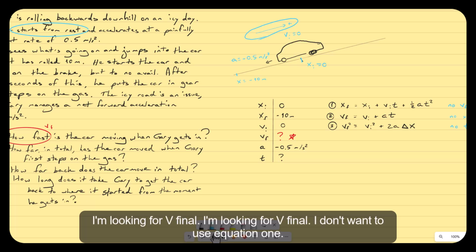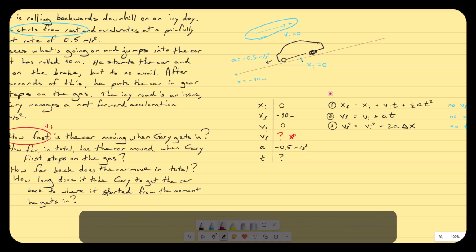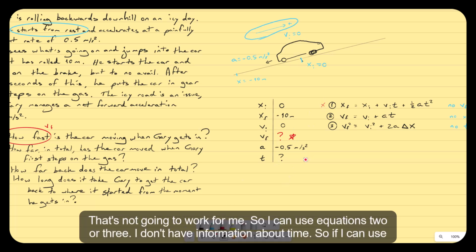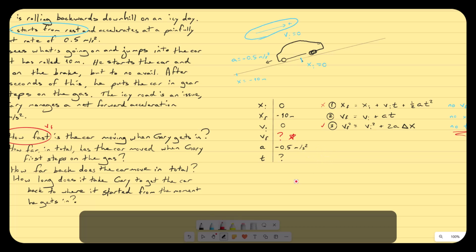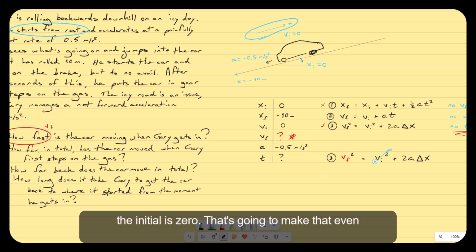I am looking for V final. If I'm looking for V final, I don't want to use equation 1. That's not going to work for me. So I can use equations 2 or 3. I don't have information about time, so if I can use equation 3, I don't need information about time, and that would be great. I'm going to do that. V final squared is V initial squared plus 2a delta x. V initial is 0, which makes that even easier.